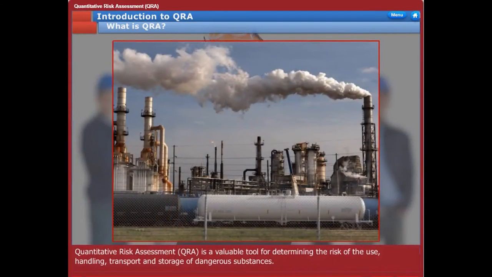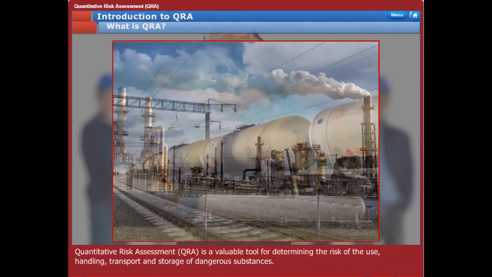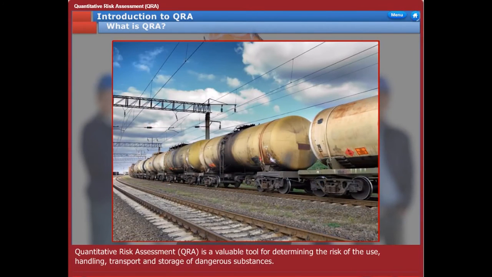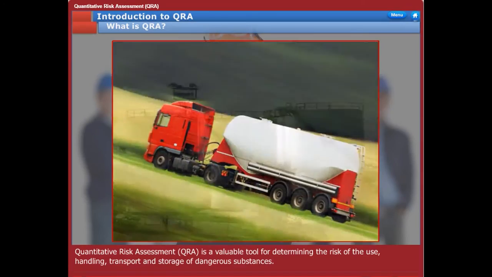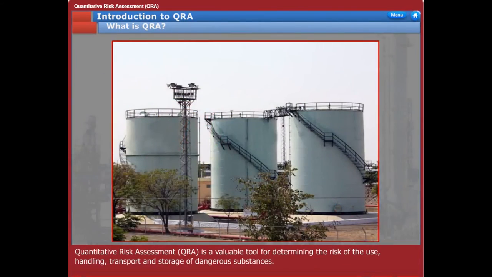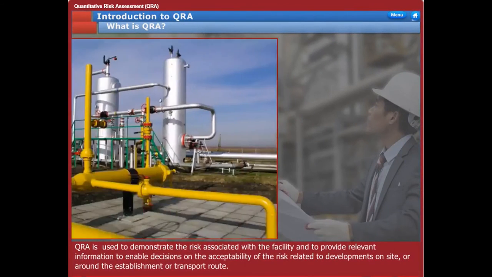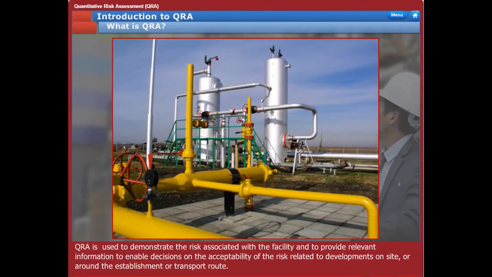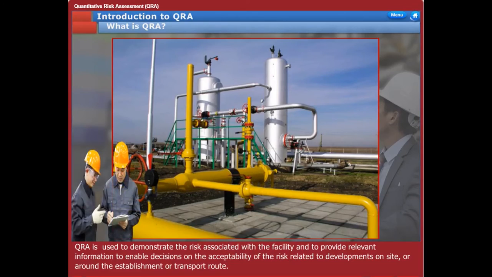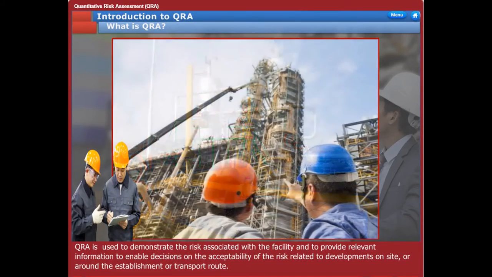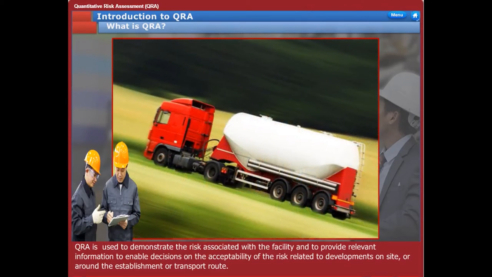Quantitative Risk Assessment, QRA, is a valuable tool for determining the risk of the use, handling, transport and storage of dangerous substances. QRAs are used to demonstrate the risk associated with the facility and to provide the competent authorities with relevant information to enable decisions on the acceptability of risk related to developments on-site or around the establishment or transport route.